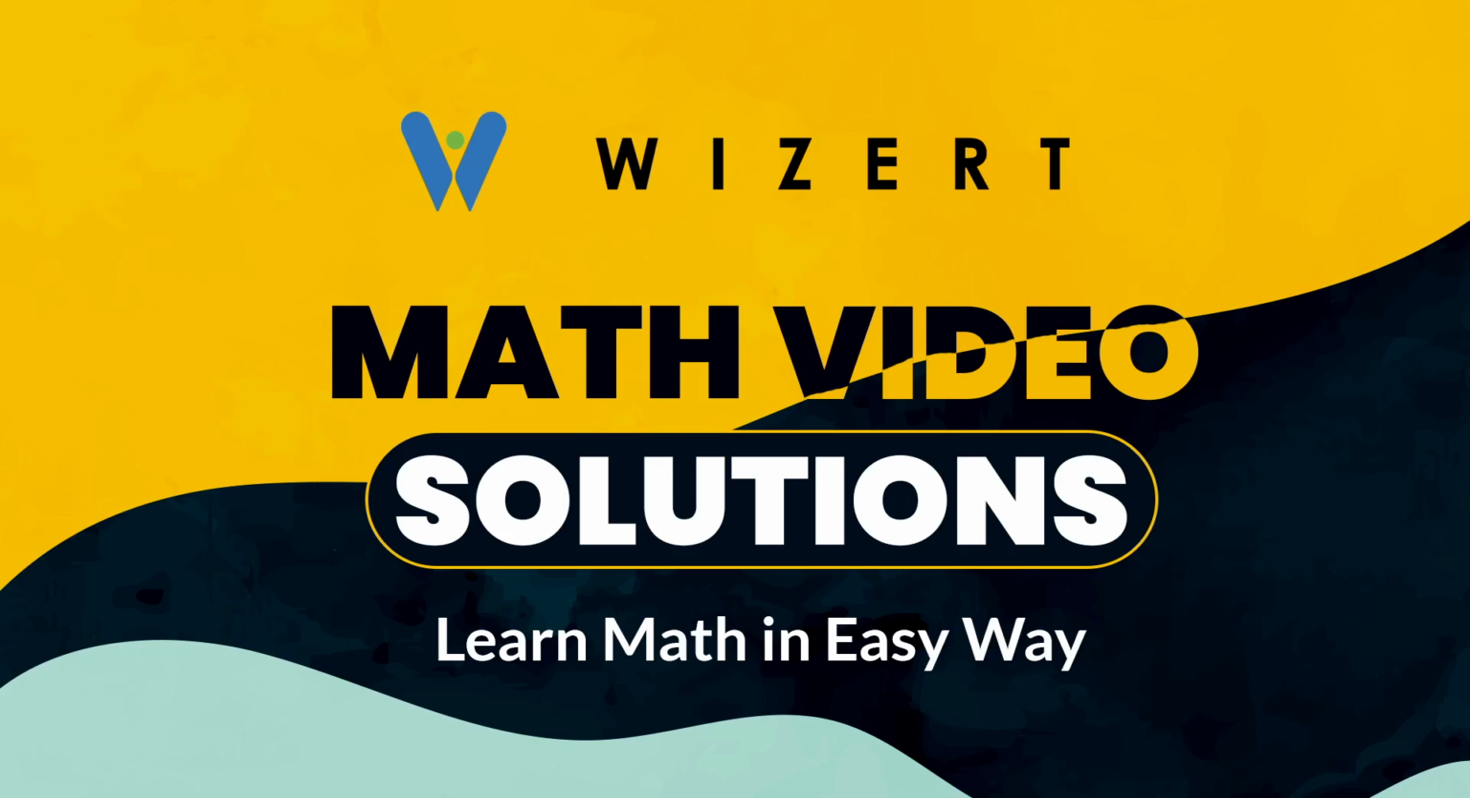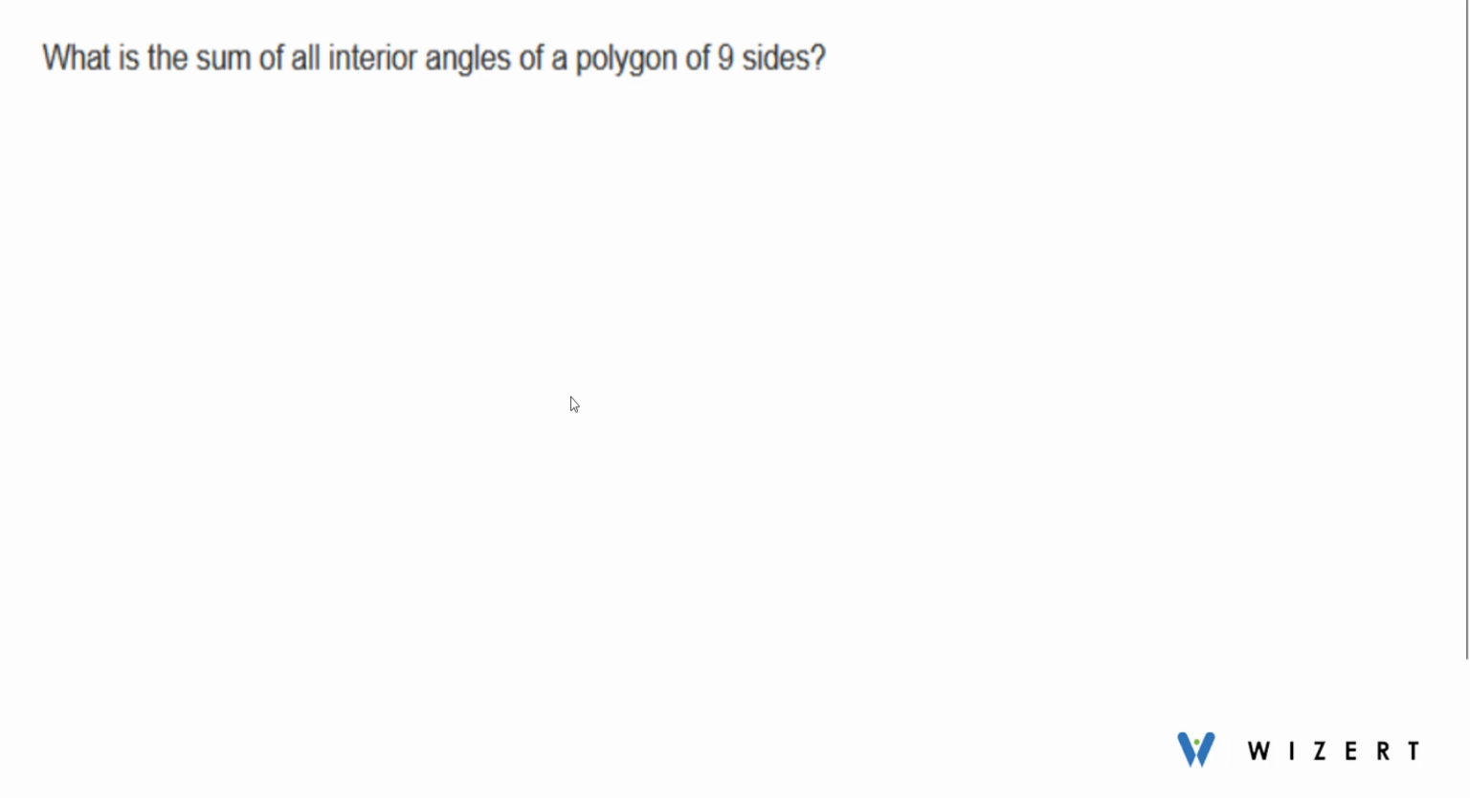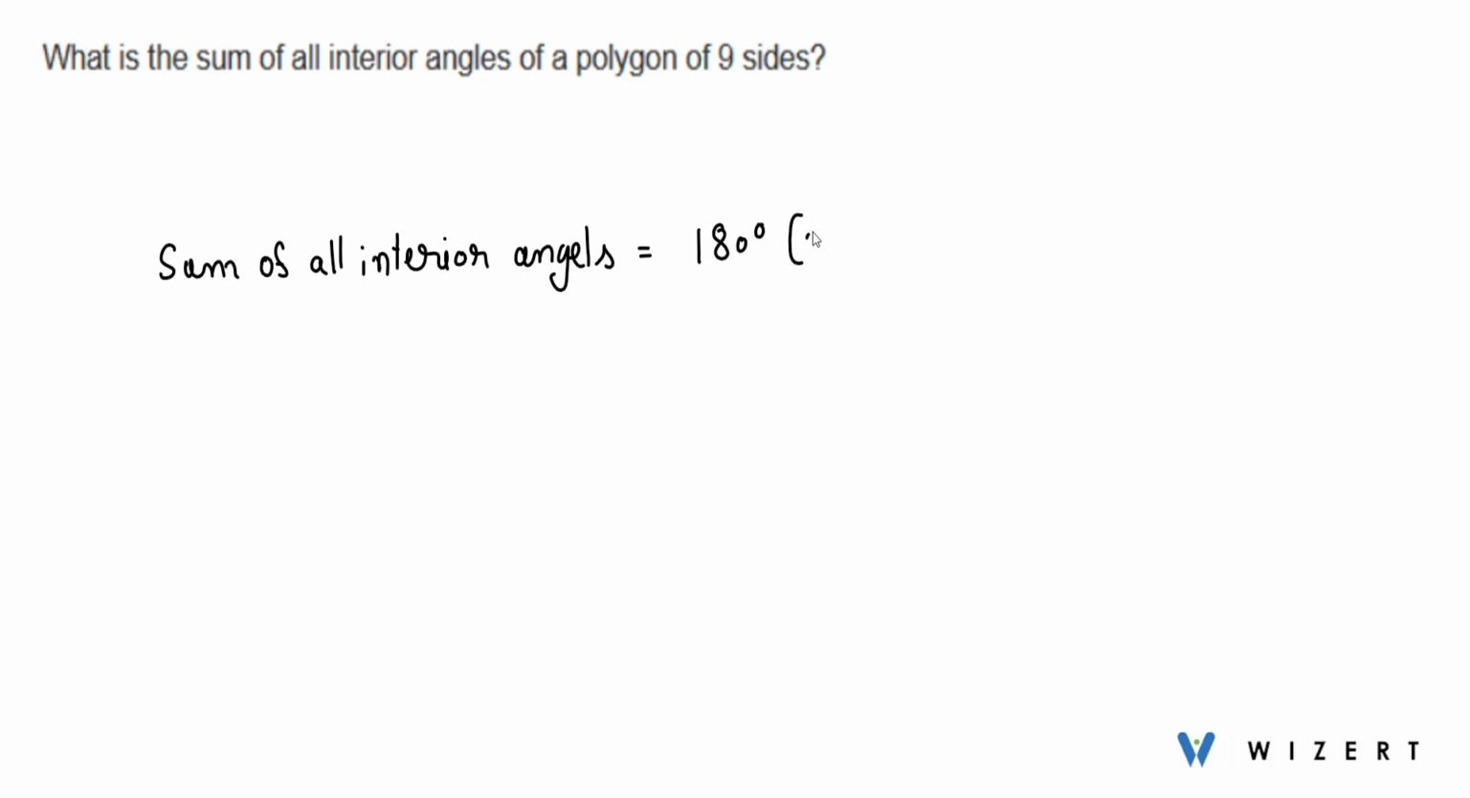So let's begin. According to the question, we have to find the sum of all interior angles of a polygon having 9 sides. The sum of all interior angles of an n-sided polygon is given by the formula 180 degrees multiplied by (n minus 2), where n is the number of sides.